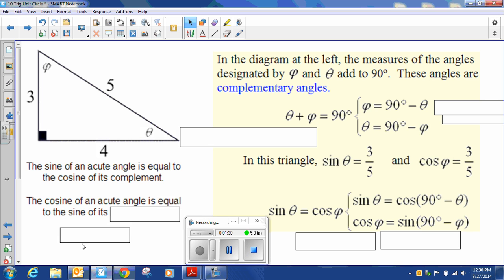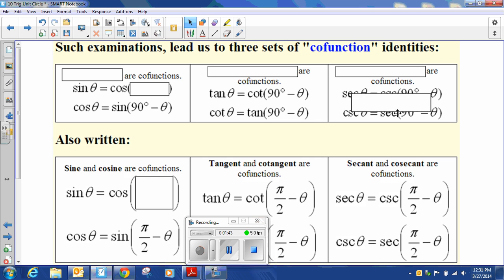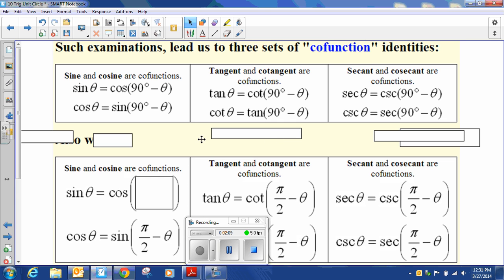Okay? So the sine of an acute angle is equal to the cosine of its complement, and the cosine of an acute angle is equal to the sine of its complement. So this relationship is true for sine and cosine. They're called cofunctions. Okay? Also true for the inverse of sine and cosine. The inverse of sine is cosecant, and the inverse of cosine is secant. So this is also true for secant and cosecant. These are cofunctions. Right? Sine and cosine are cofunctions. And one more, tangent and cotangent are cofunctions.